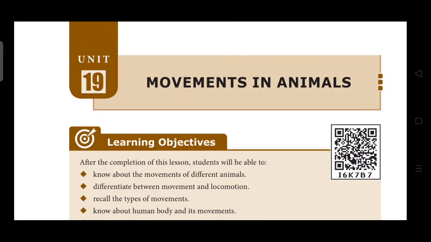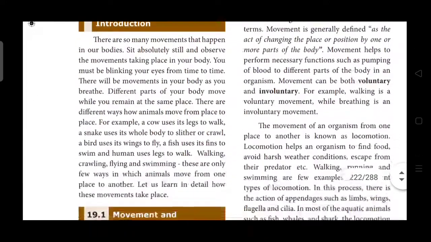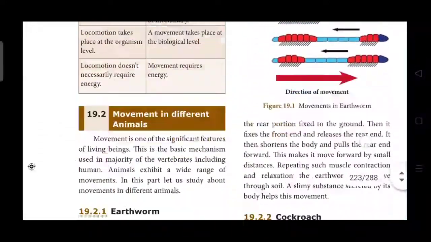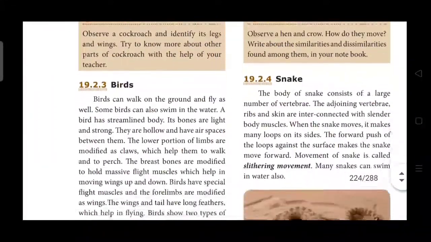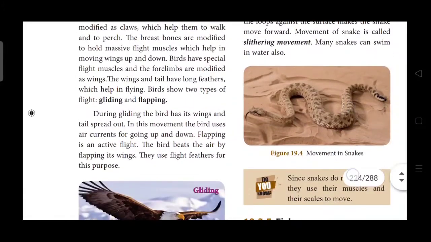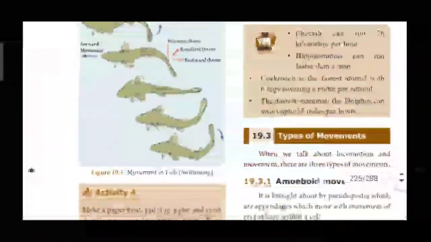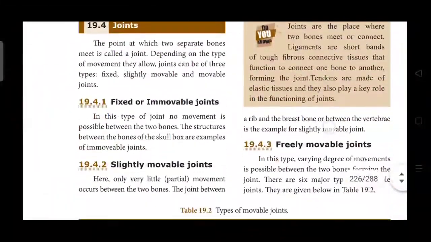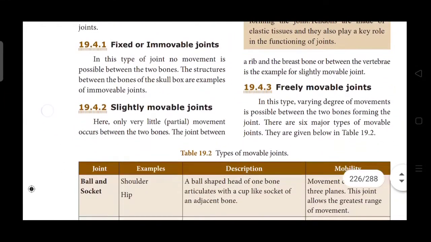Hi students, we are discussing Unit 19 Movements in Animals. In our previous class, we discussed the types of joints. There are three types of joints present in human beings. One is the immovable joint or fixed joint. The second is the slightly movable joint, and the third is the freely movable joint.